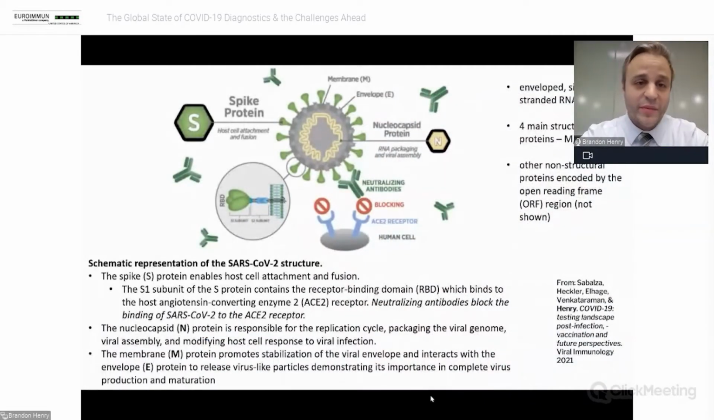So let's talk a little bit about the virus, give a little bit of introduction. SARS-CoV-2 is an enveloped single-stranded RNA virus. It has four main structural proteins.